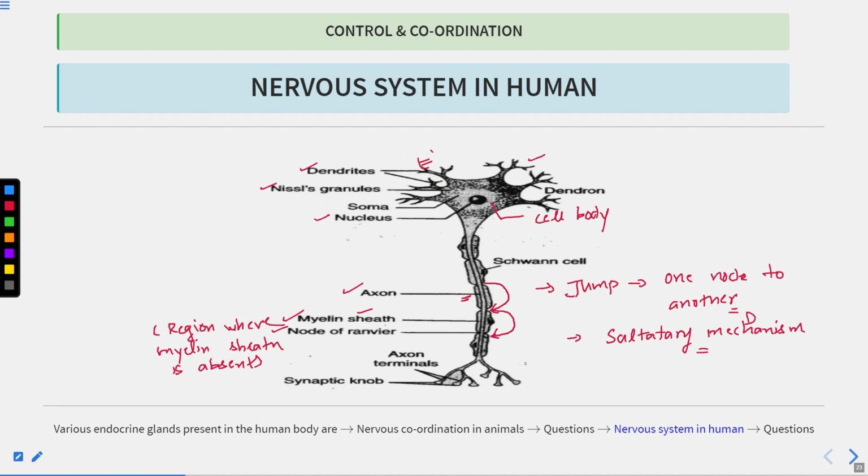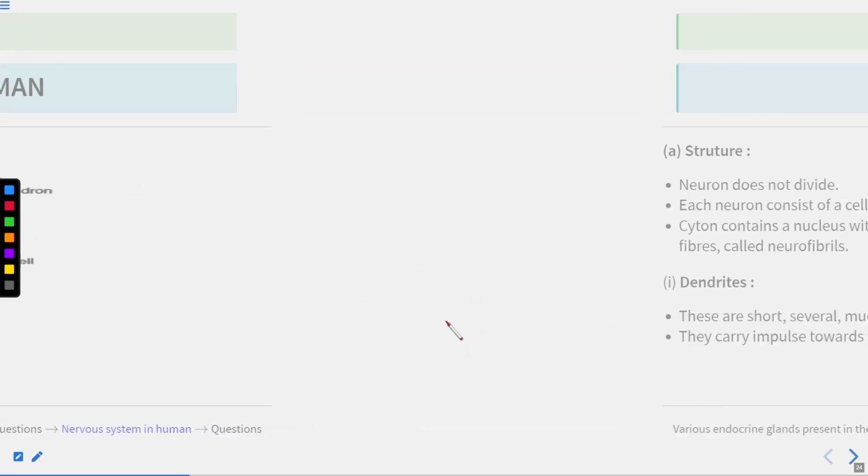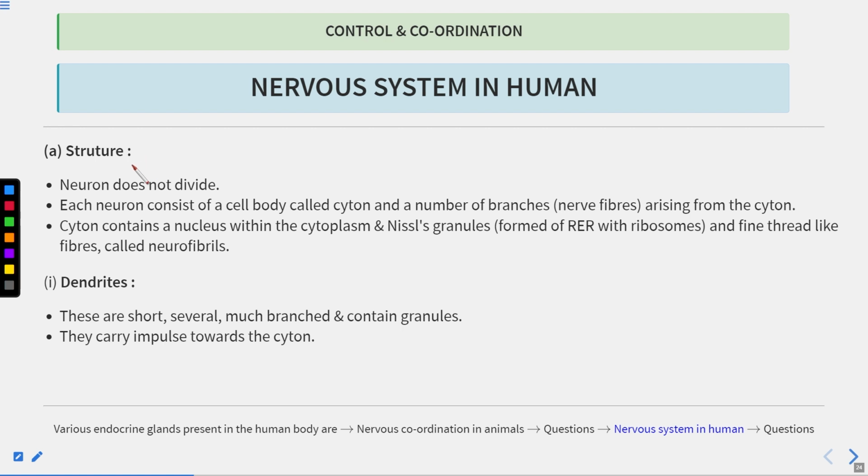And these dendrites are connected with the synaptic knob of another neuron. These are the axon terminals, and in the end we have the synaptic knob. We'll talk about all of these in the upcoming slides. Now let's talk about the structure of the neuron. First of all, neurons do not divide. Each neuron consists of the cell body, known as the cyton, and a number of branches known as the nerve fibers, which arise from the cyton.